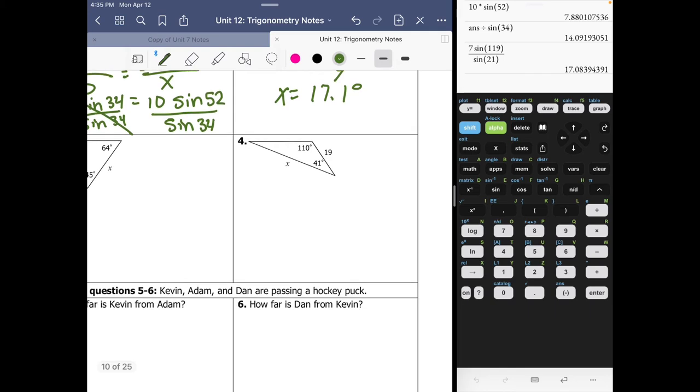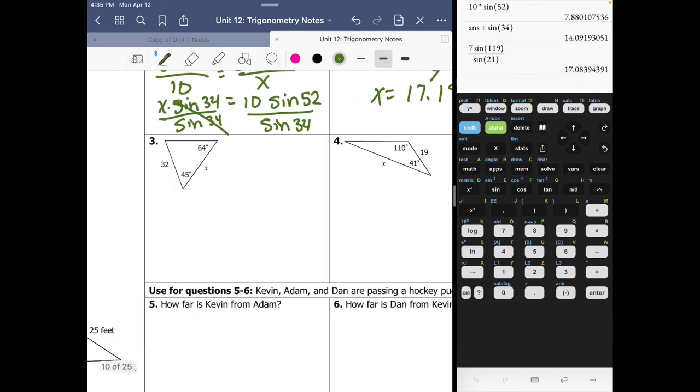So this one is different. Well, actually 5, 3, and 4 are different. In order to do this, we have to know this angle that is across from x. We can't set up our ratio without it.